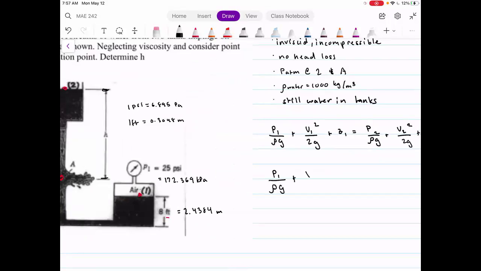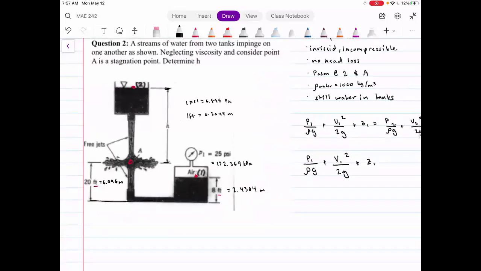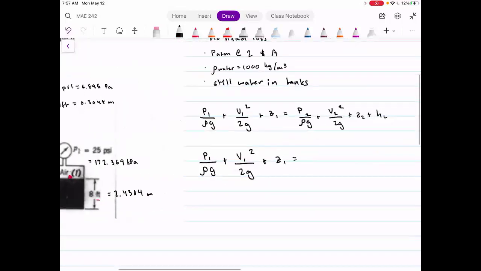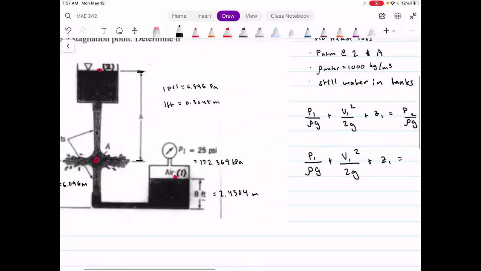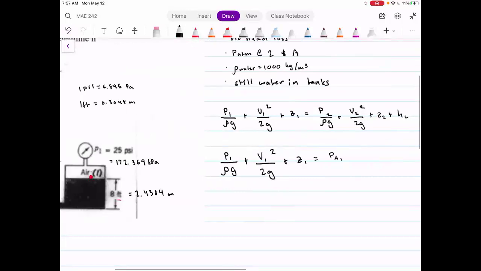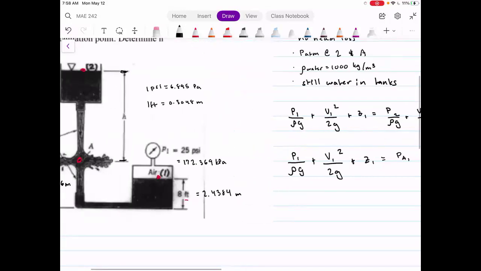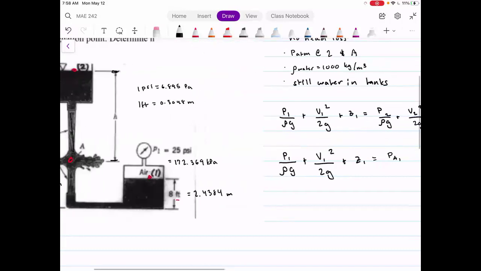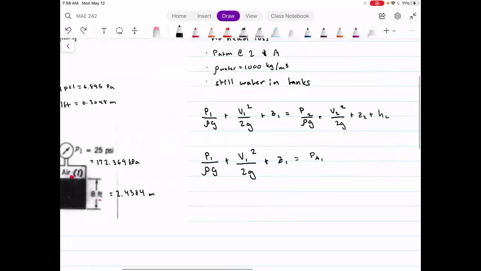times rho g plus velocity at the top of the tank squared over 2g plus the height of tank 1. And keep in mind for this problem, all the heights are going to be relative to the ground since that's how they're defined. And that's going to be equal to, instead of P2, let's go ahead and say PA1. So the terms are going to be for that stagnation point, specifically for streamline 1, not streamline 2. So PA1 over rho g plus VA1 squared over 2g plus ZA1.